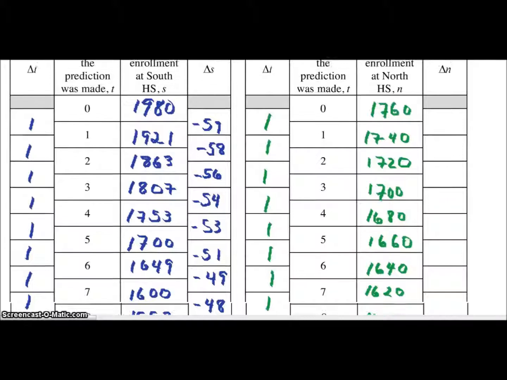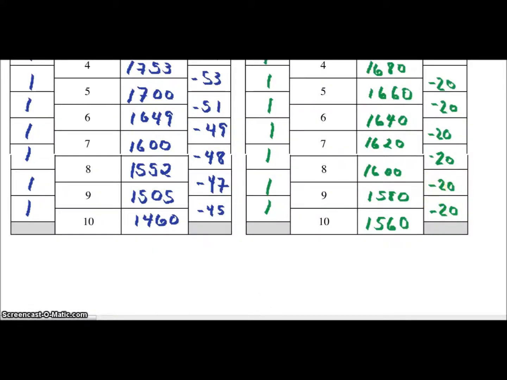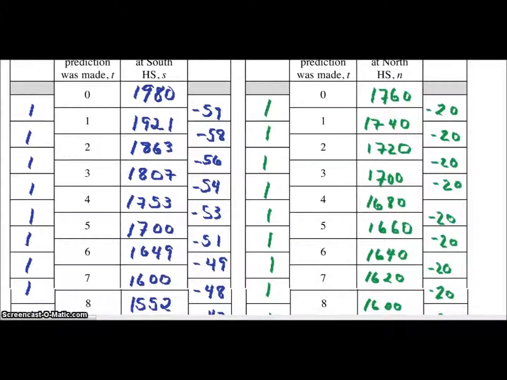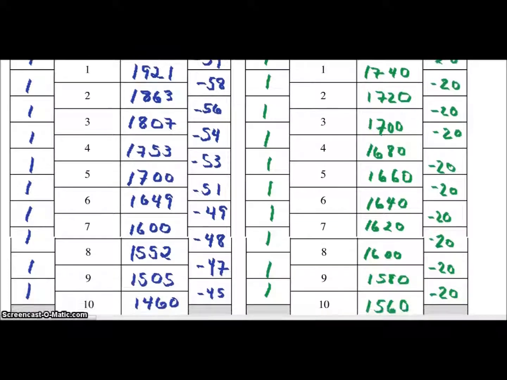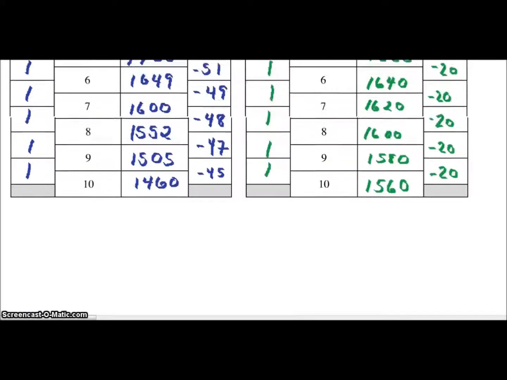Okay, got that. Now the change is just the final value minus the initial value. Notice we just decreased by 20 each time. Each one of these is going to be negative 20. Okay, great. You should have tables that look kind of like this. The numbers should be really close, if not exact.